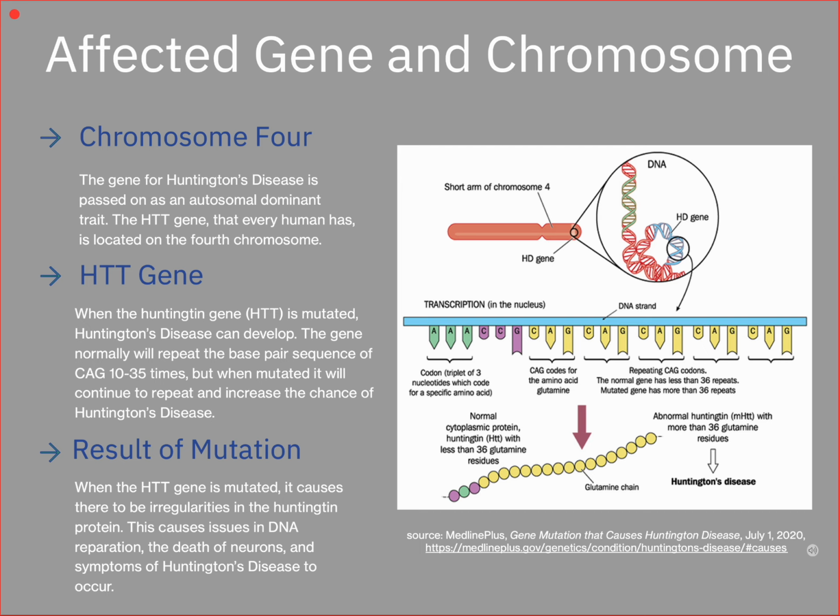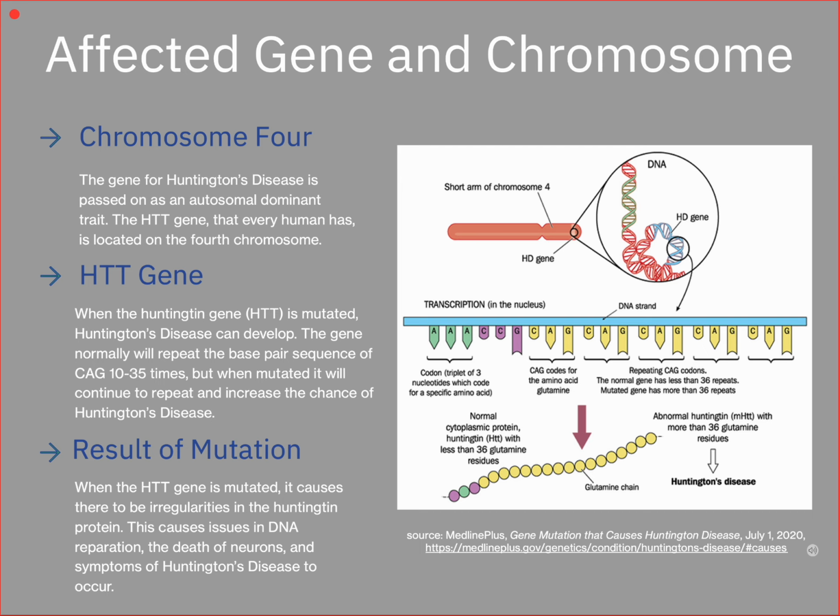The image on the right shows the repeating codon that is responsible for the Huntington protein. In the image, you might notice that it's called the HD gene. This means the same thing and is interchangeable with HTT. When this mutation occurs, it can result in the death of neurons, issues with DNA repair, and other symptoms that will be discussed later on.